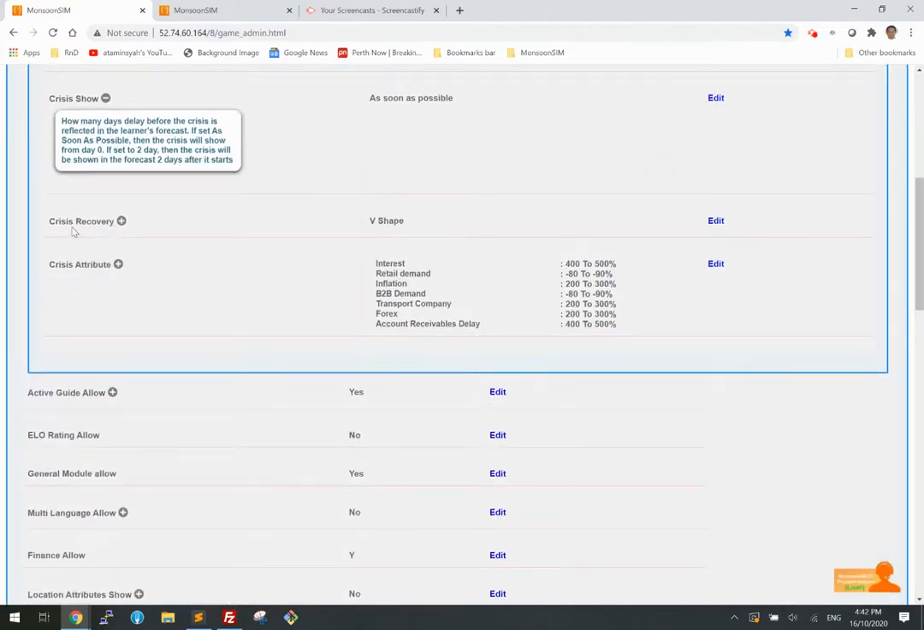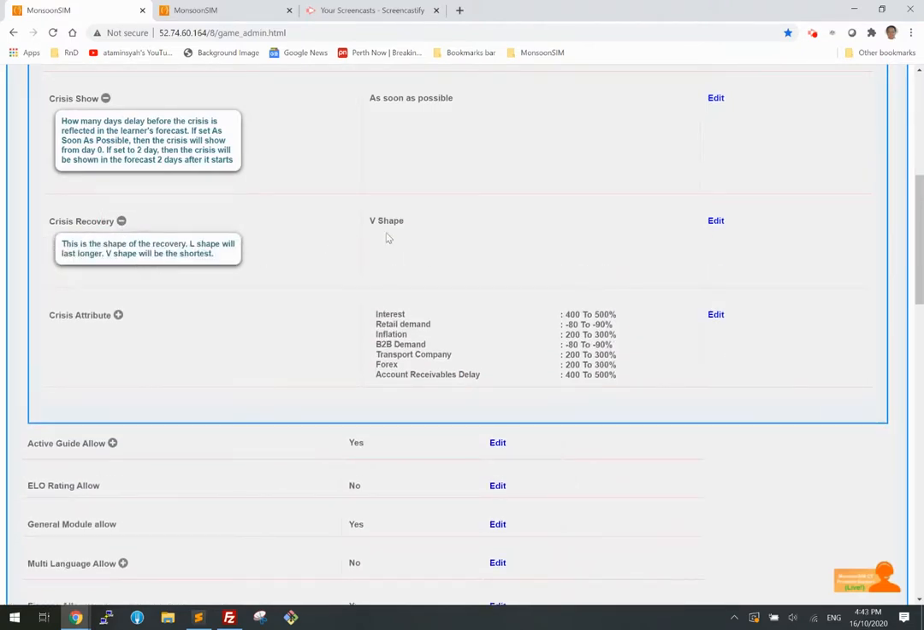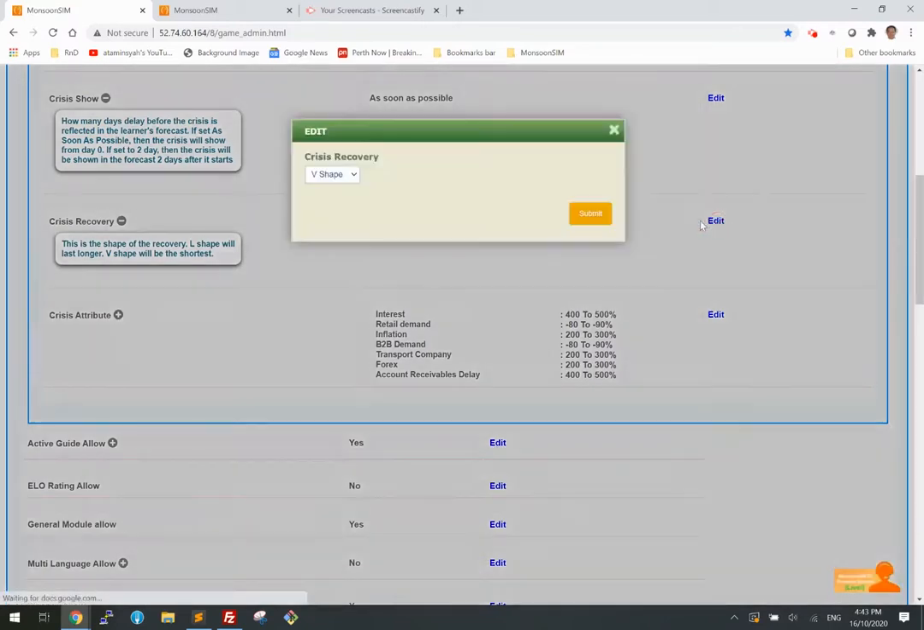And here's the crisis recovery. We have V shape, and then we have U shape, and then we have W shape and L shape. And this will determine the duration of the crisis. So U shape is typically maybe 20 days, and V shape will probably be about 5 days, and W will be almost about 30 days, and L shape probably is longer.